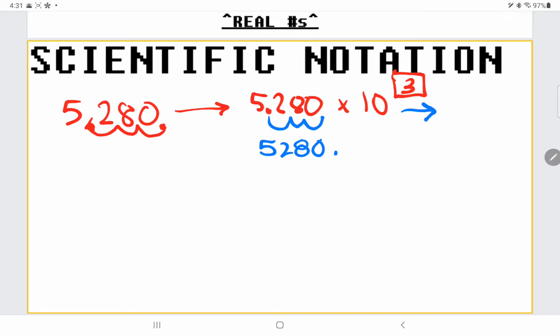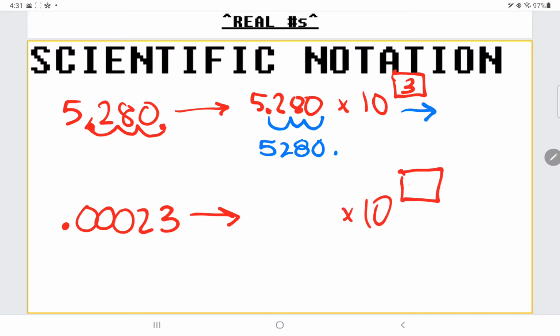Okay, so the next part is talking about small numbers. So what if you had 0.00023? Well, you know you're going to have something times 10. And we know that small itty-bitty numbers have a negative exponent. You could pick the first number that's not 0, which is 2, and put the decimal behind it. 1, 2, 3, 4. Okay. Now we have 2.3 times 10 to the negative 4th.